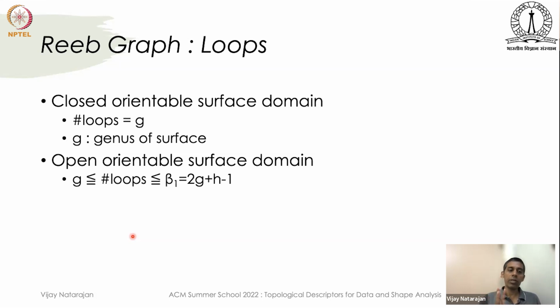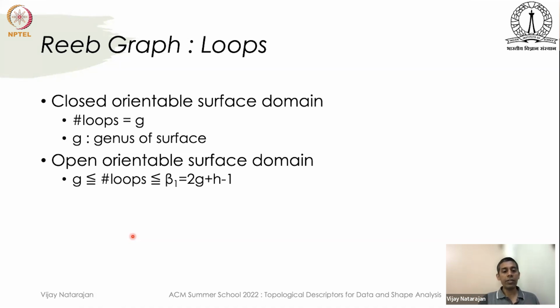The paper talks about the general equality condition. This is just, again, I'm using plain English here. So the genus of the surface tells you the number of loops in the Reeb graph for surfaces.